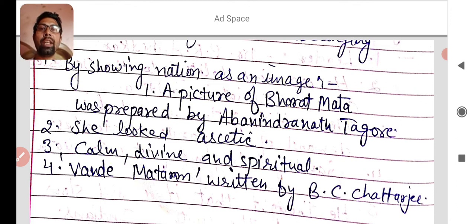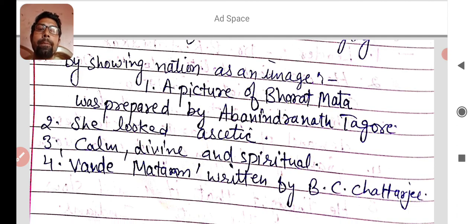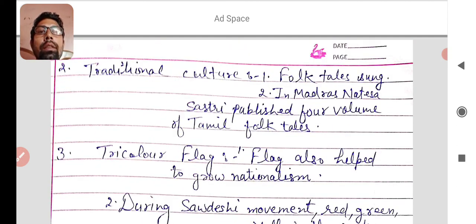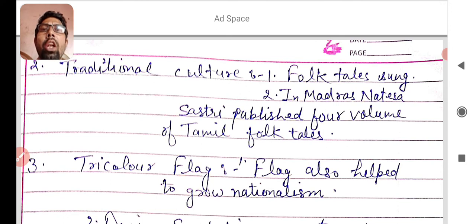What was the major step taken by different revolutionaries for collecting the Indian belonging? Next point. Traditional culture. Traditional culture was also developed by the Indian revolutionaries for a collective sense of belonging. Folk tales were sung by the revolutionaries, and in Madras, Natesa Sastri published 4 volumes of Tamil folk tales.